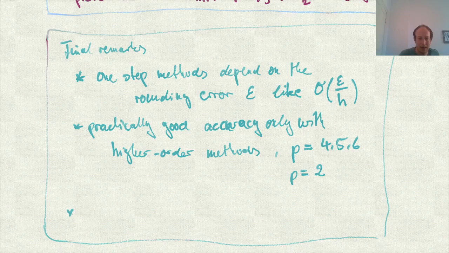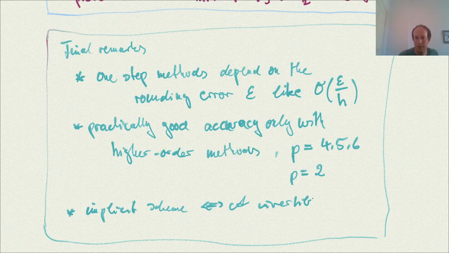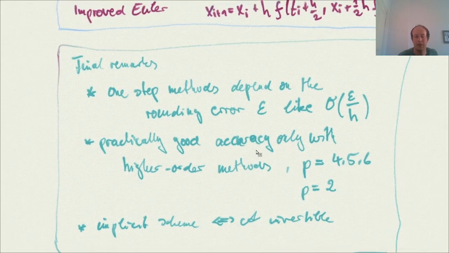Okay, and implicit scheme if and only if this A matrix is invertible. This will be important for the DAEs.